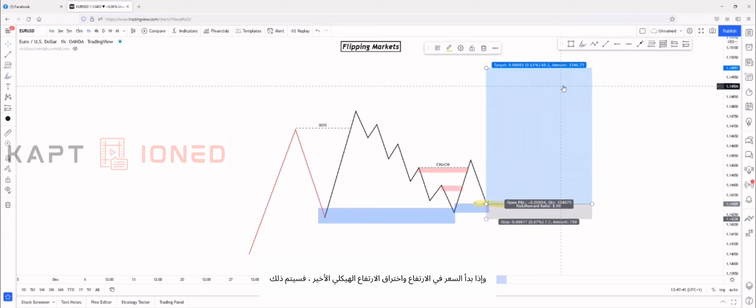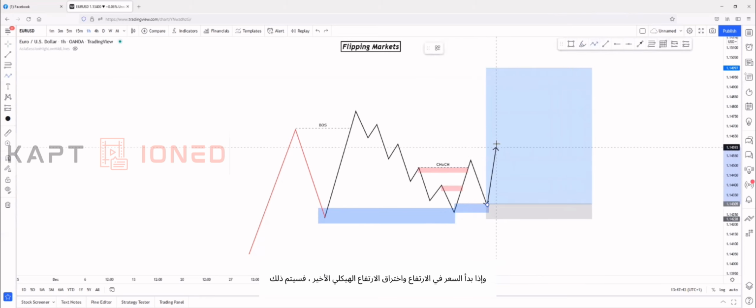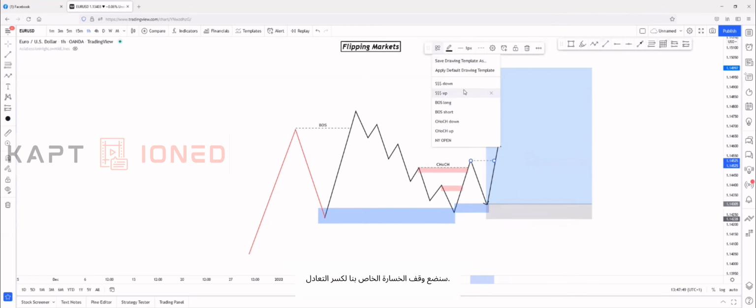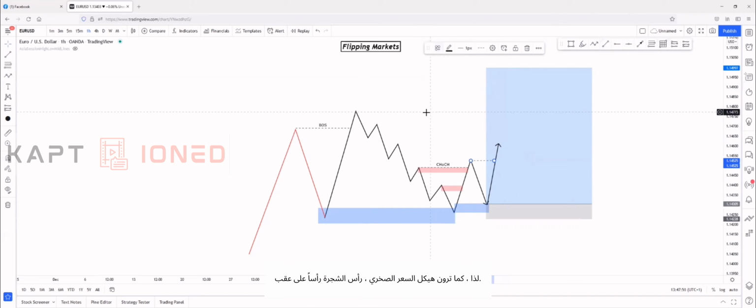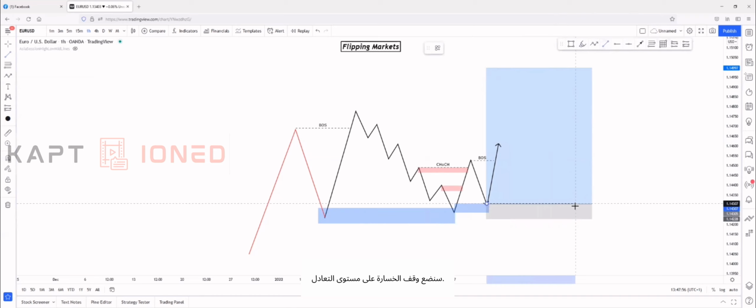And if price starts to move up and breaks through the last structural high, which is this one, so it creates a break of structure to the upside, we will put our stop loss to break even. So as you can see, price broke structure to the upside. We will place our stop loss on the break-even level. So this level, I will just mark it with a red line. So the red is the stop loss level.